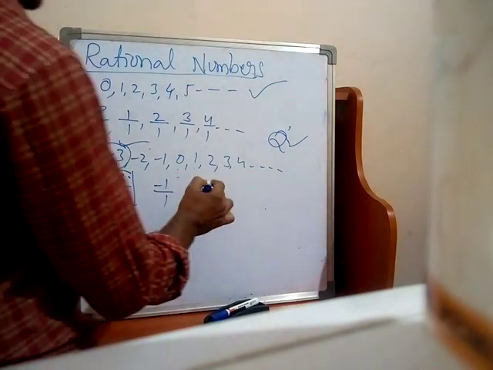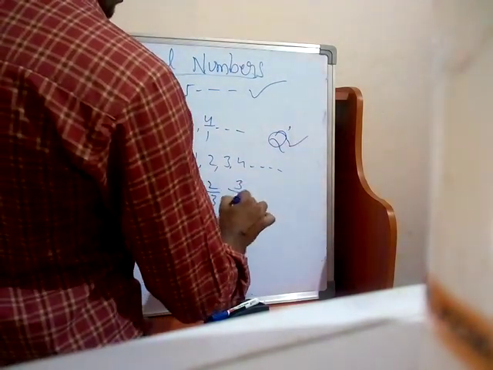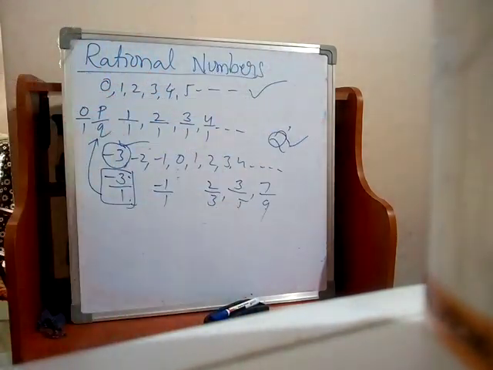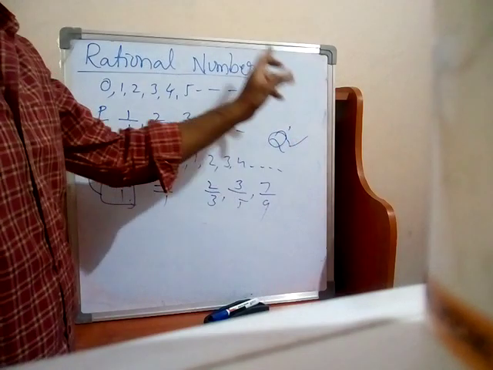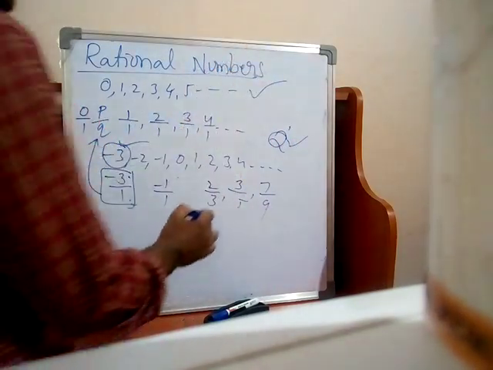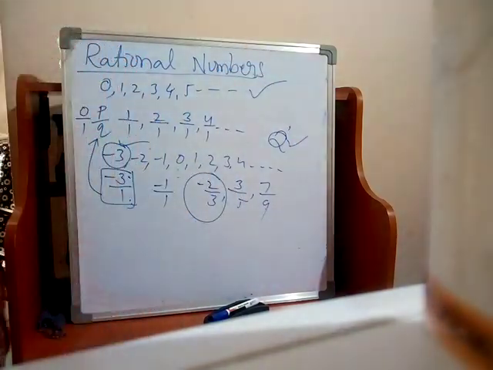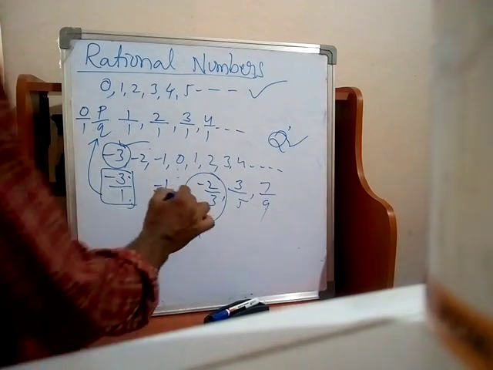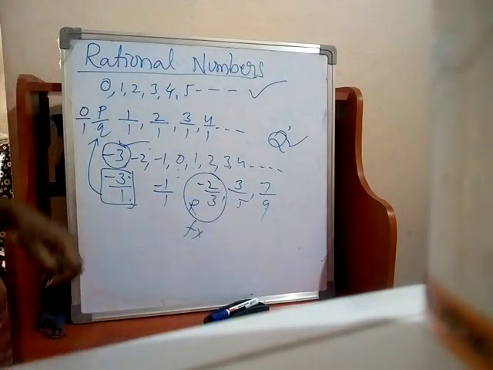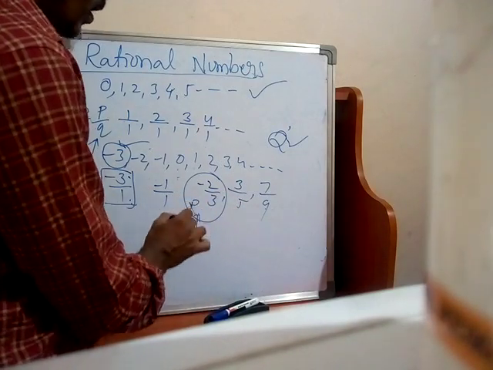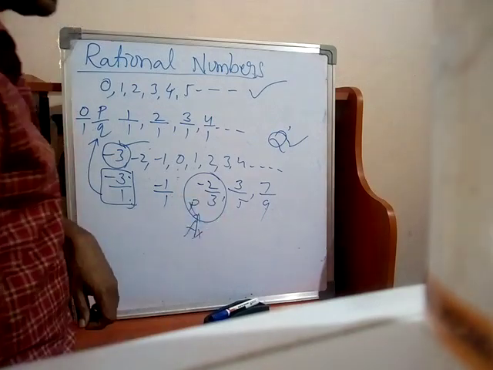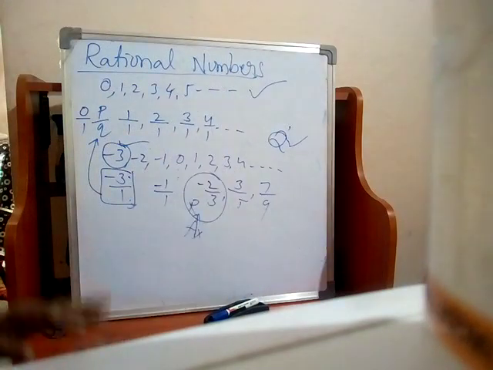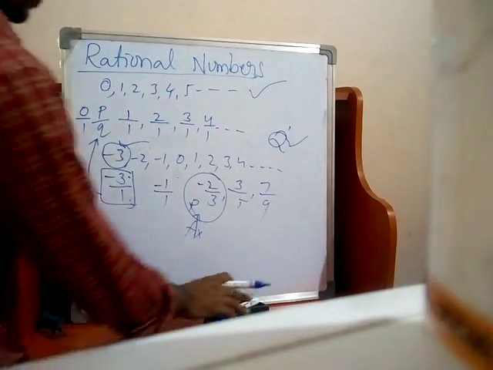All fractions also. 2 by 3 fraction, 3 by 5 fraction, 7 by 9 fraction, these all are fractions. All fractions are rational numbers, but all rational numbers may not be fractions. Why? Because minus 2 by 3 is a rational number, but that is not a fraction, this is only a rational number. So that's why all fractions are rational numbers, but all rational numbers may not be fractions.